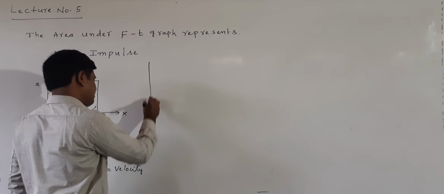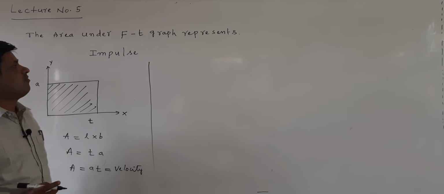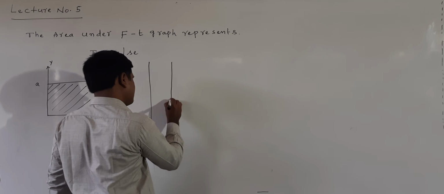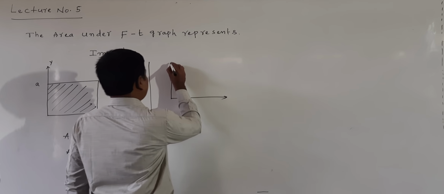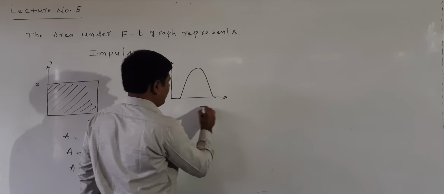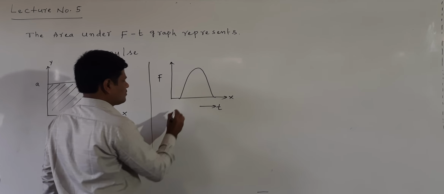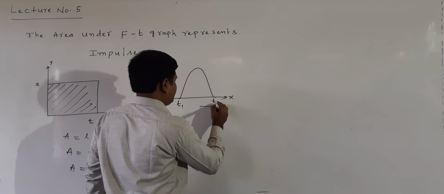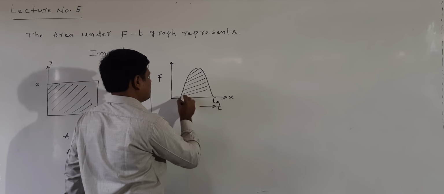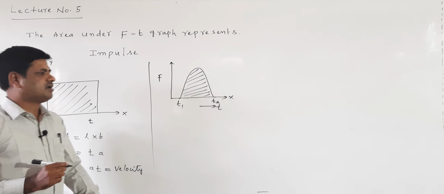Similarly, the area under the force and time graph represents impulse. Here we have taken a graph like this. Along the x-axis I have taken time, along the y-axis force, with the time period t1 to t2. This shaded part represents the area under the graph.